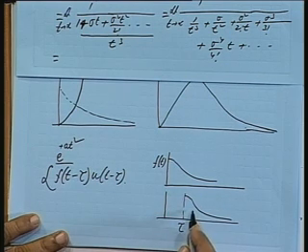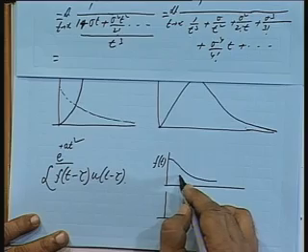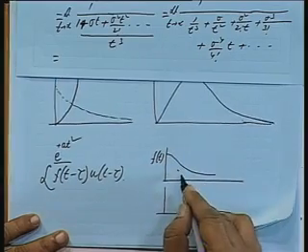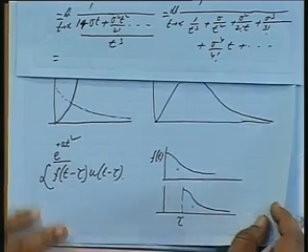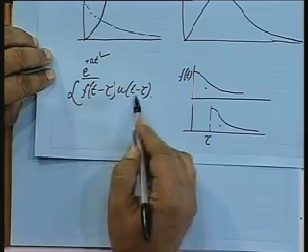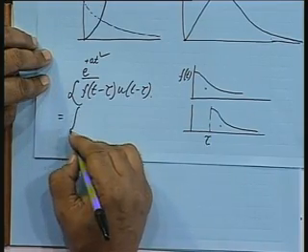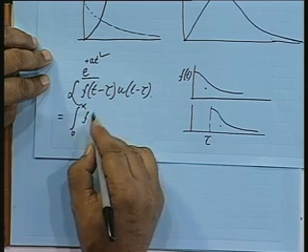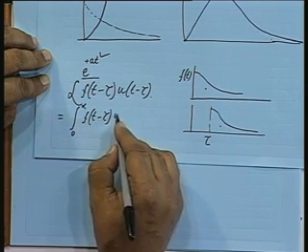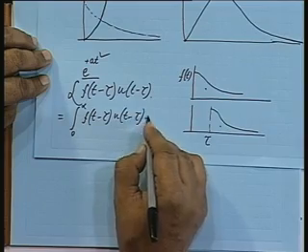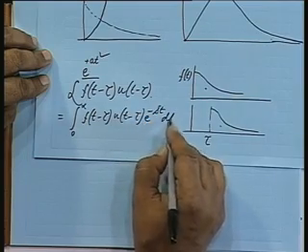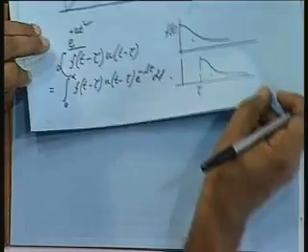What will be the Laplace transform of this function in terms of the Laplace transform of this function? We would like to find that out. Now, the Laplace transform of f(t minus tau) u(t minus tau) will be equal to the integration from 0 to infinity of f(t minus tau) u(t minus tau) e to the power minus s t dt, by definition.